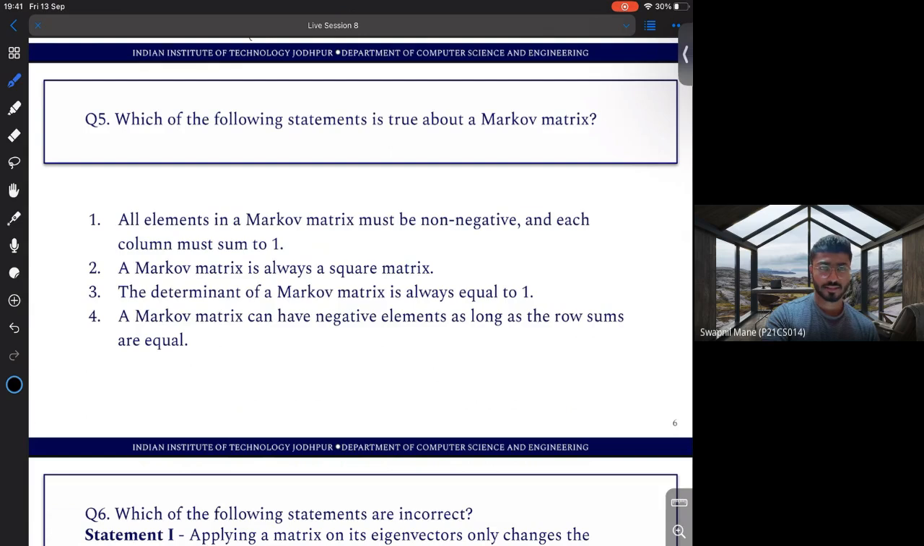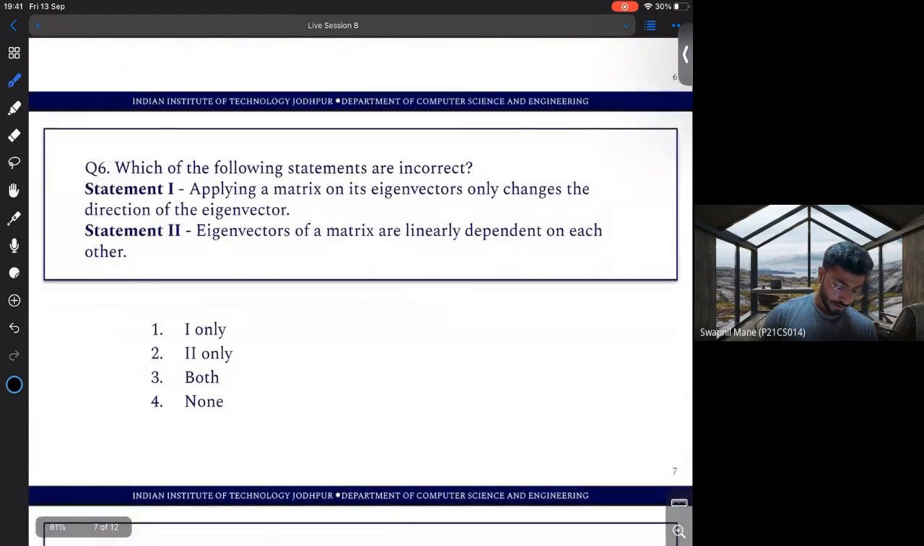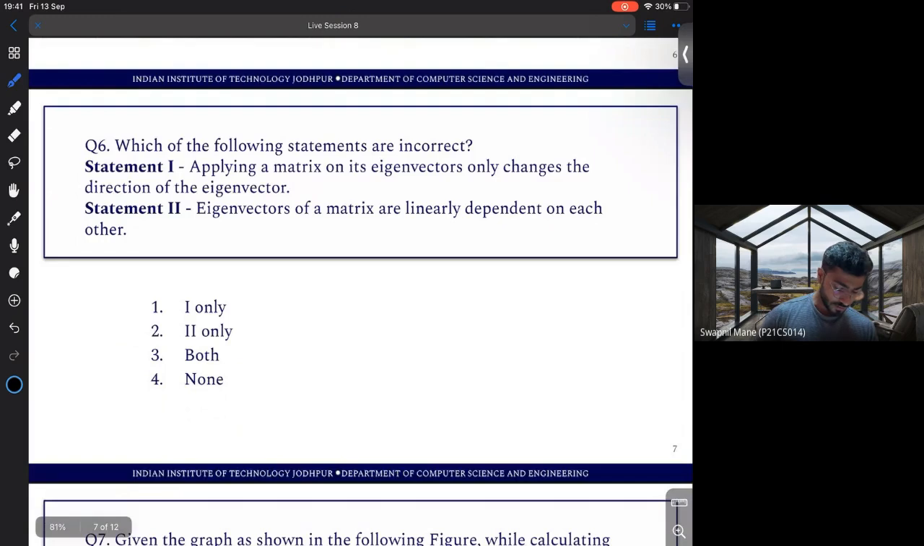It's not necessary. The third option states that the determinant of a Markov matrix is always equal to one. A Markov matrix can have negative elements. So here we have already seen that option A is correct: all the elements in a Markov matrix must be non-negative, and each column must sum to one. Let's move to the next question.